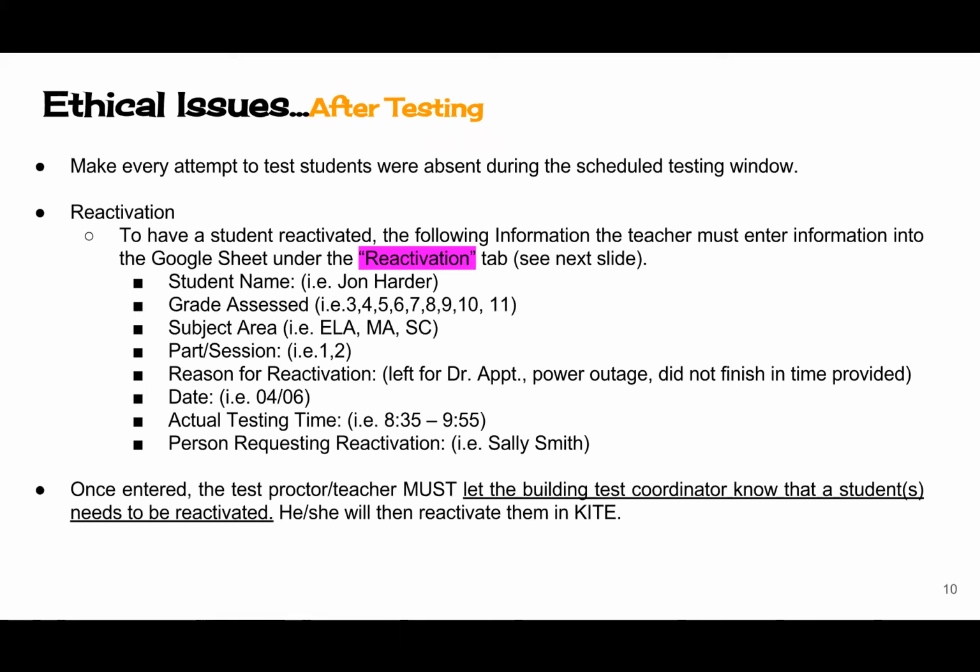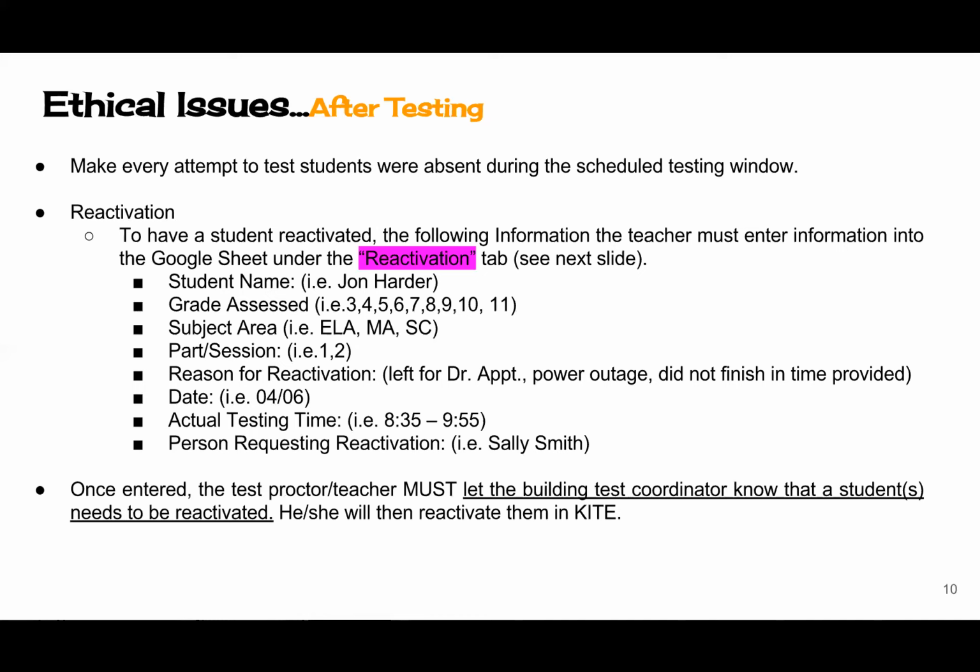Reactivation. To have a student reactivated, the following information must be entered into the Google Sheet under the Reactivation tab by the teacher. I'll show this to you in the next slide. The information that has to be collected is the student name, grade assessed, subject area, part or session, reason for reactivation, date, actual testing time, and the person requesting reactivation.